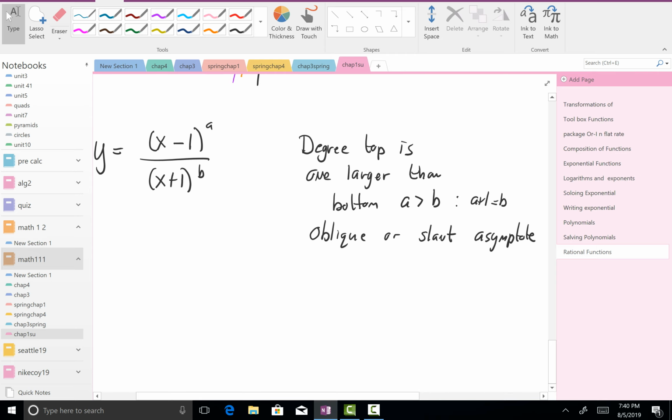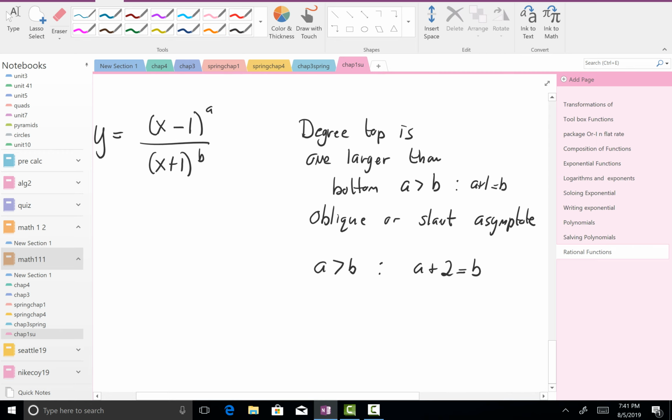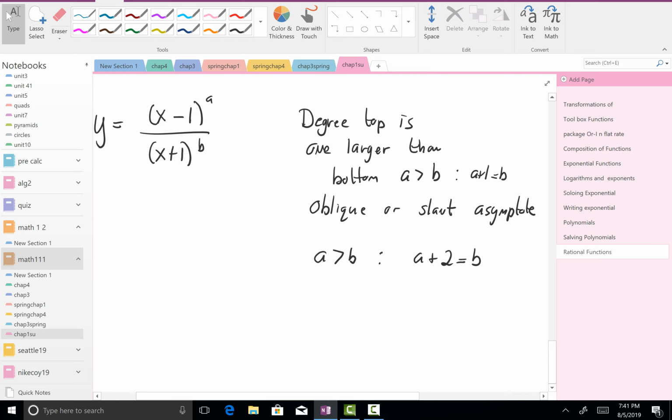If the degree on the top is larger such that A plus 2 is equal to B, then we don't get any type of asymptote, but the shape approaches a parabola.